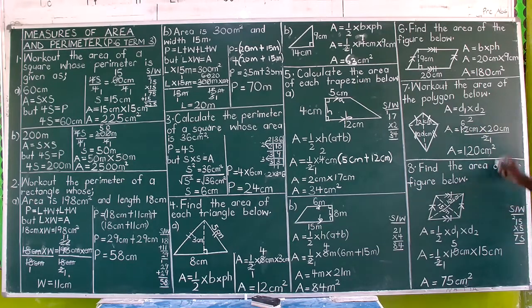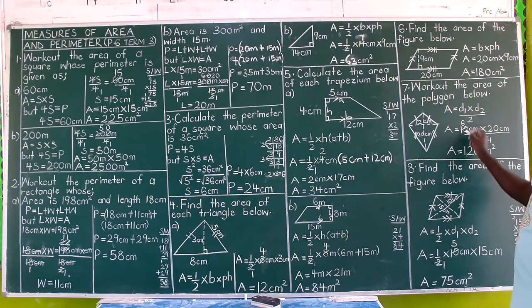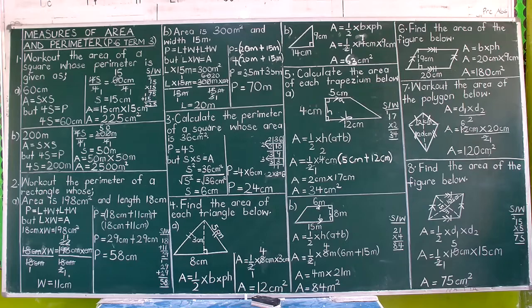Since 12 and 20 are both divisible by 2, you have a choice between the two. So I chose to divide 12 by 2 once, and 12 divided by 2 gets 6 centimeters. So remaining 6 centimeters times 20 centimeters, where 6 times 2 you get 12, and that's 0. So the area is 120 centimeters squared.